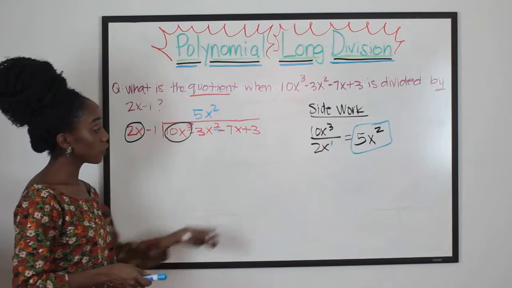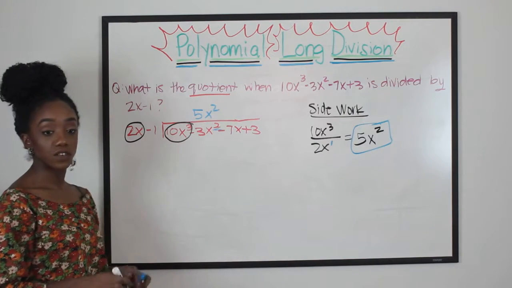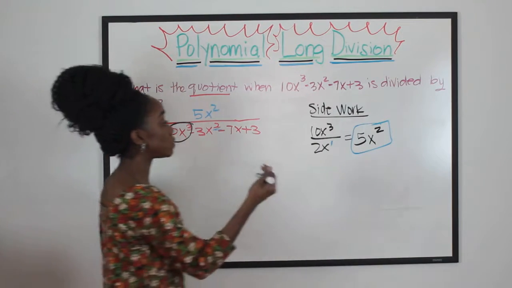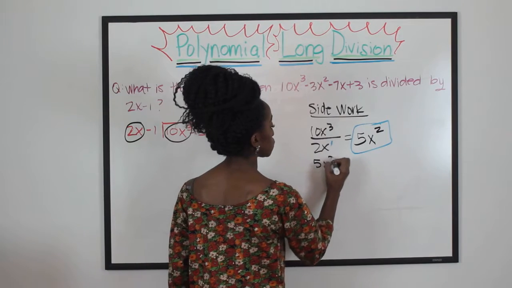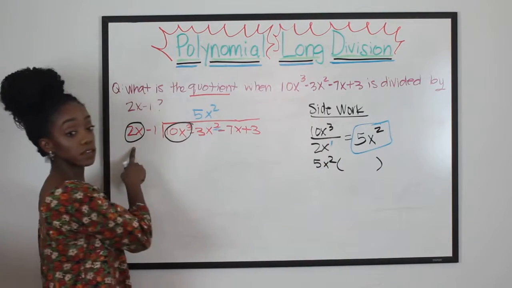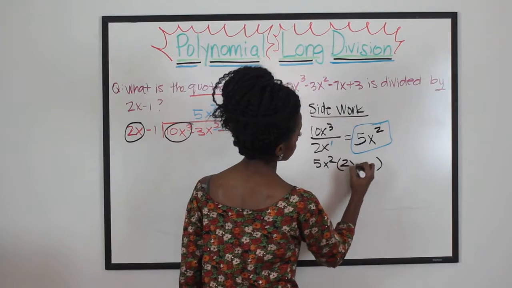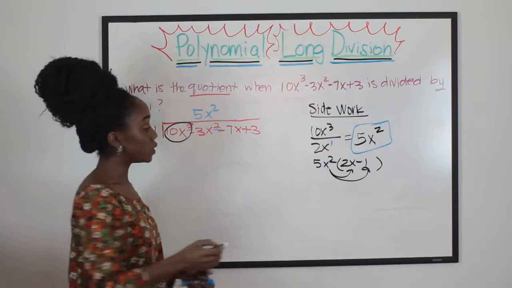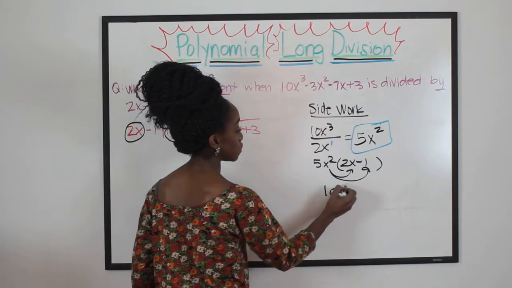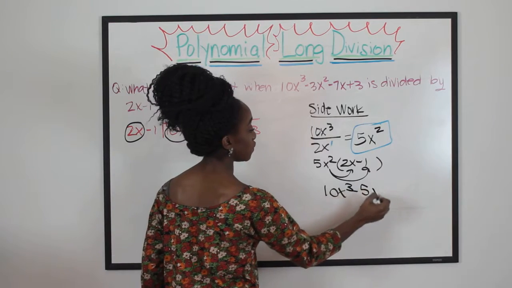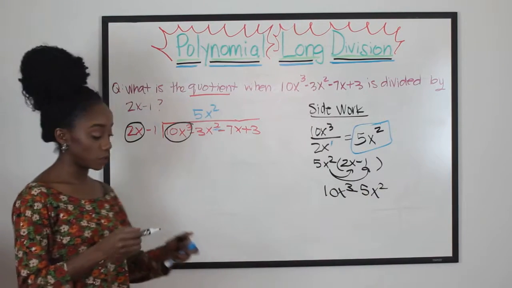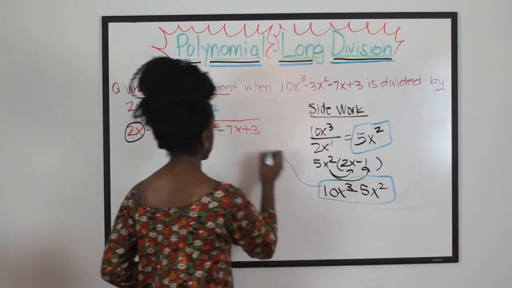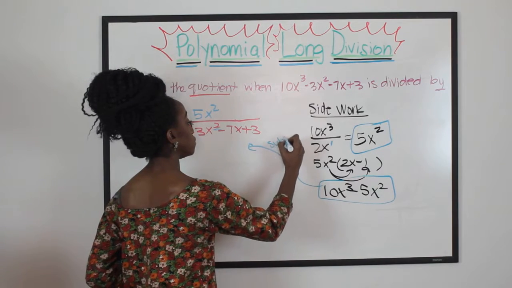Now that we have 5x squared, the second thing that you're going to do is take this and multiply it back into your divisor. So you're going to have 5x squared times 2x minus 1. So what do we get? We get 10x cubed minus 5x squared. Now this is what we're going to take and put right here to subtract.